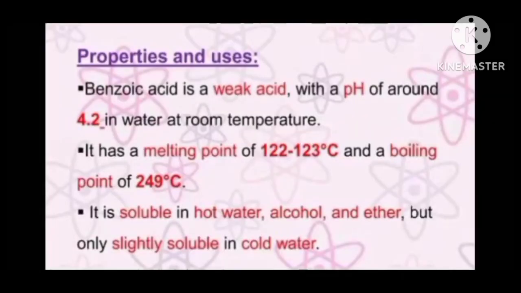And uses. Benzoic acid is a weak acid with a pH of around 4.2 in water at room temperature. It has a melting point of 122 to 123 degrees Celsius and a boiling point of 249 degrees Celsius. It is soluble in hot water, alcohol, and ether, but only slightly soluble in cold water.